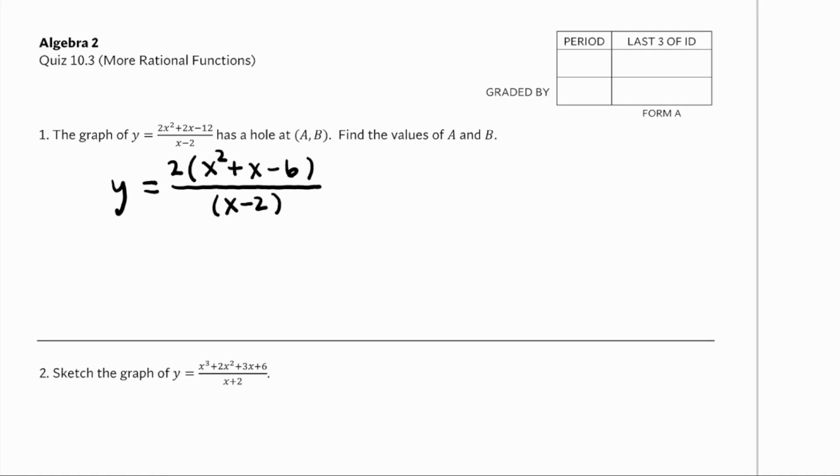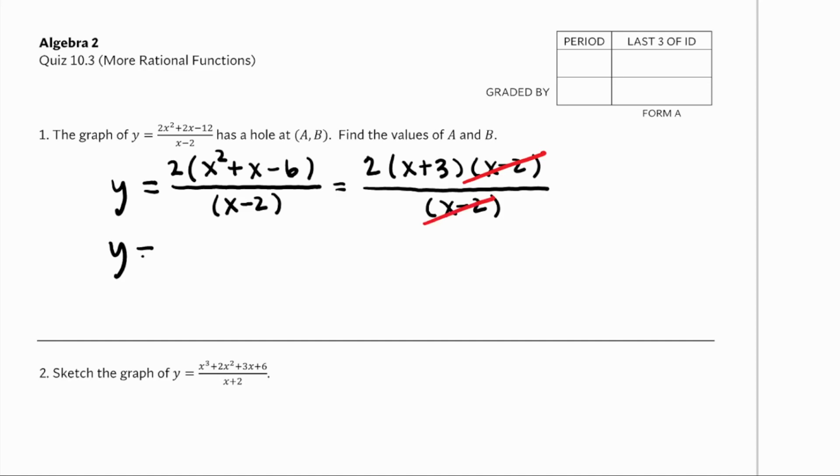Okay, but the quadratic in the numerator, that can be factored. I can think of two numbers that multiply to negative 6 and add to 1. That would be 3 and negative 2. I can cancel off the x minus 2's, which means that I'm going to have a hole. So basically the graph would look like y equals 2 times x plus 3, which would be 2x plus 6, with a hole at x equals 2.